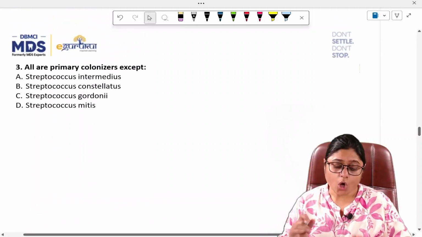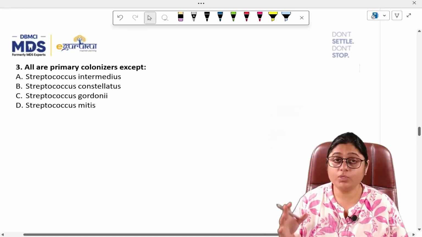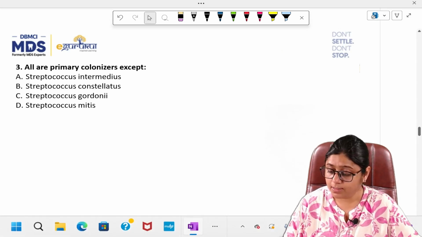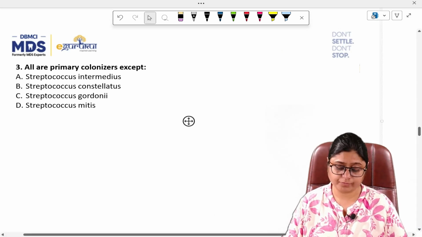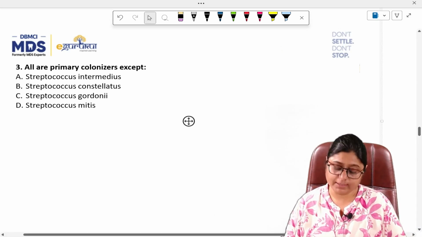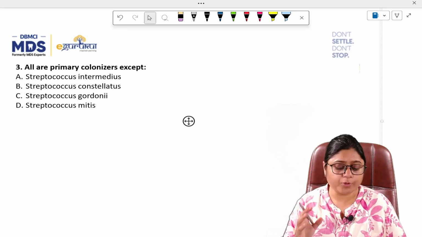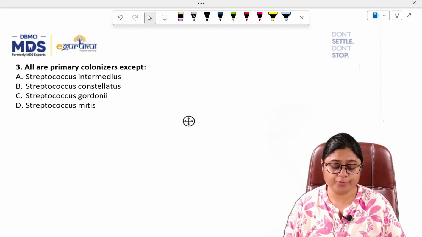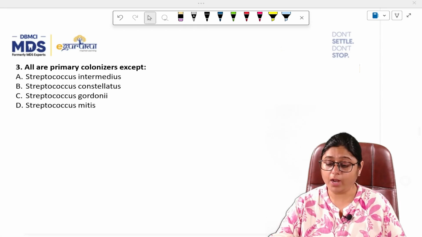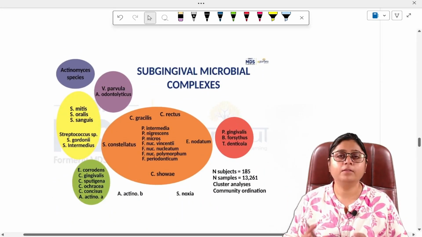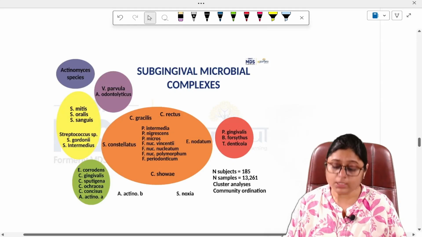Next question is, all are primary colonizers. So this is a question from dental plaque chapter. All are primary colonizers except option number A, Streptococcus intermedius, option number B, Streptococcus constellatus, option number C is Streptococcus gordonii, and option number D is Streptococcus mitis. For answering this question, you must remember this chart. This chart is very important.